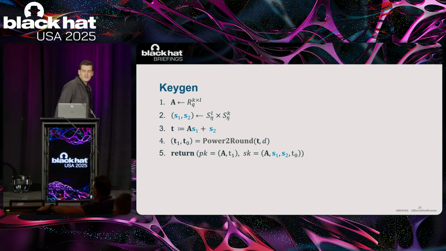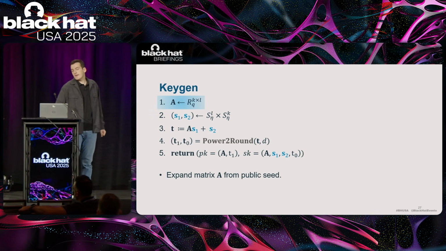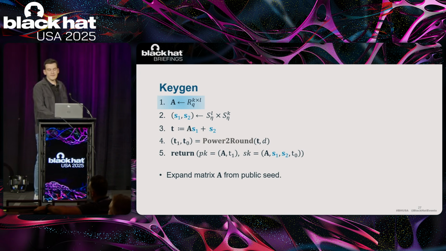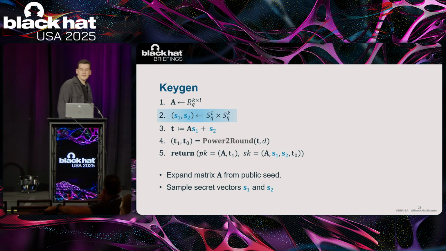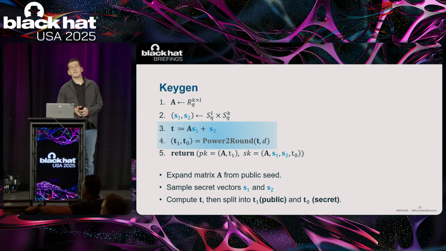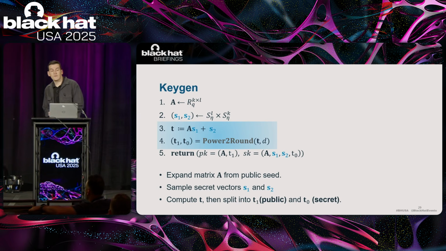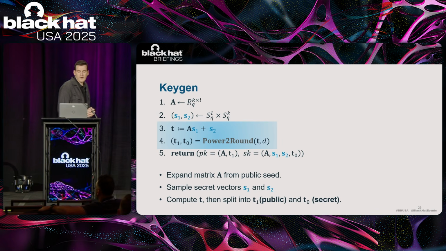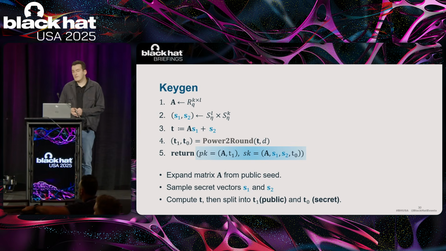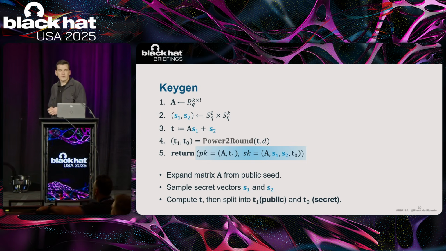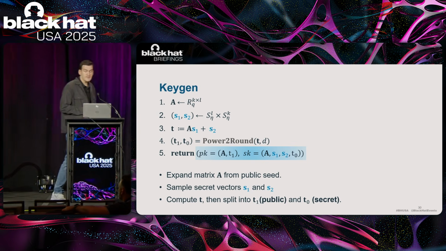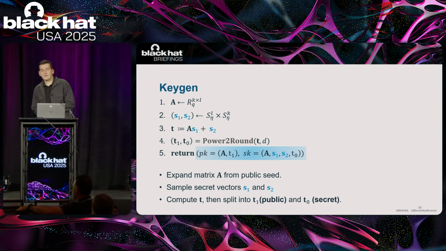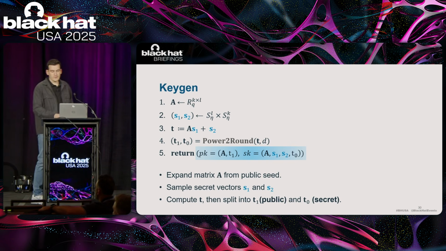Let's start with the key generation. In key generation, first it expands matrix A from the public seed, and then it samples the secret vectors, and uses the secret vectors to calculate the value of T, and then it splits this T into a higher and a lower part. The higher part goes to the public key, so the public key consists of matrix A and the high part of T, and the lower part goes to the secret key, so the secret key consists of matrix A, secret vectors, and the lower part of T.